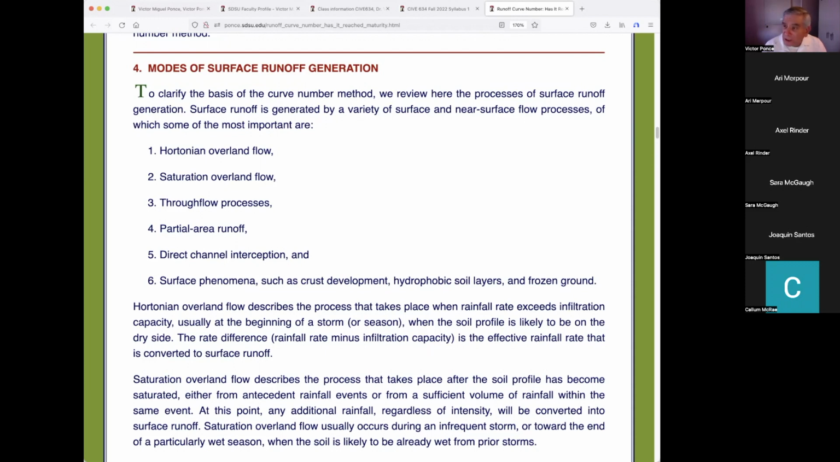Saturation overland flow is not the Horton method. It's totally different. It's the opposite, as a matter of fact. Throughflow process was developed by some people out there in England that thought they were going to do something nice or new, and they published a book and it is now considered to be part of the issue. Partial area runoff, likewise, is throughflow.